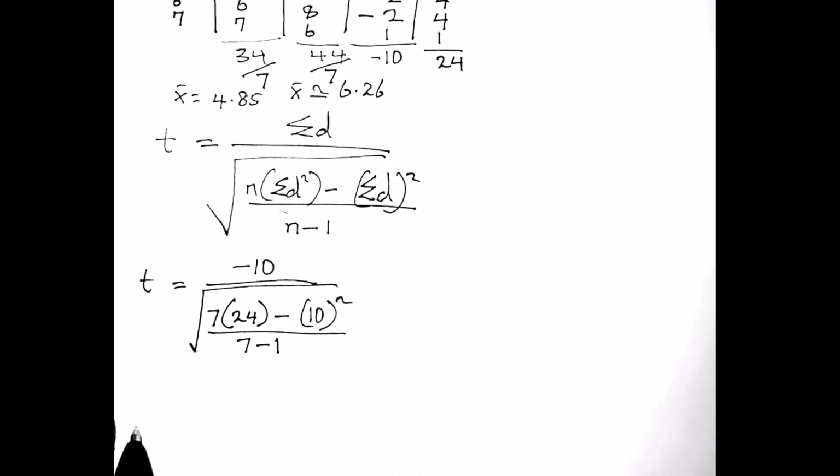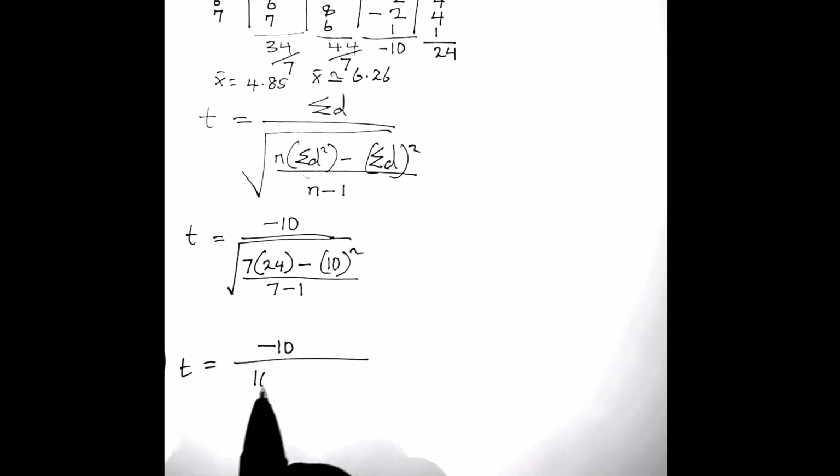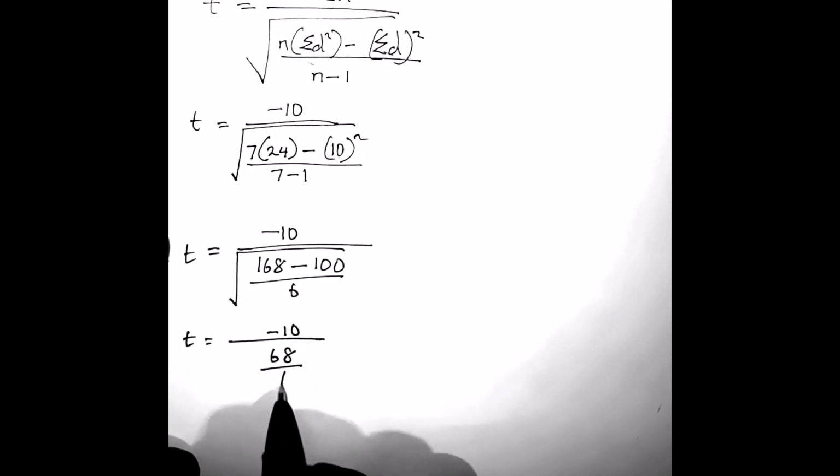So this implies that t is equal to minus 10. Then we have to now multiply this by this to open the bracket. So we'll have 168 minus, when we square 10, then we'll have 100, all over 7 minus 1, we'll have 6, all this in square root. So this implies that minus 10 divided by 168 minus 100, then we'll have 68 divided by 6, all this in square root.